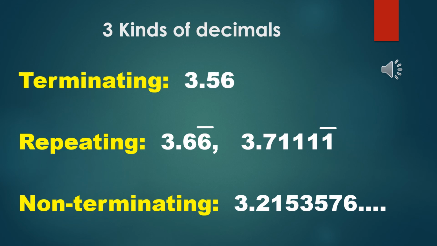The third kind of decimal is called a non-terminating decimal. This kind of decimal does not end and does not have a repeating pattern. It just goes on forever with no particular sequence to the numbers. The decimal 3.2153576 and so on is a non-terminating decimal. This kind of decimal is in a category by itself.